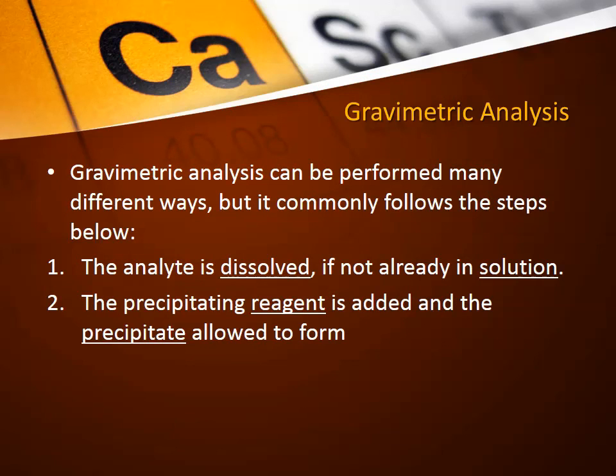Gravimetric analysis can be performed many different ways, but it commonly follows these steps. First, you dissolve the analyte if it's not already in solution. Ours, we actually had to dissolve sodium carbonate. Dissolve one of them. So then you add the reagent to that solution and you allow the precipitate to form. That's why you need it in solution. So you let this precipitate start forming.